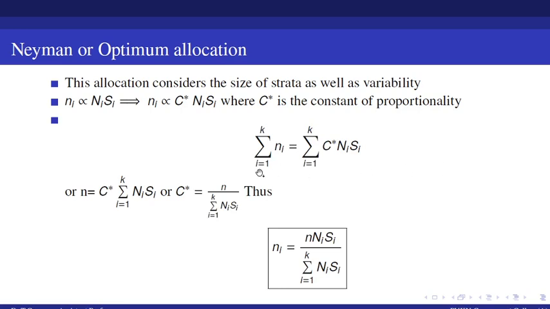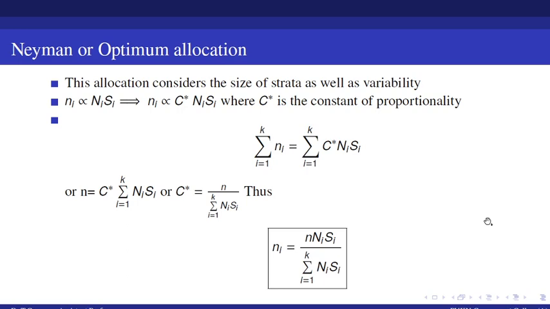Let us look at the sample size in optimal allocation. Summation i equal to 1 to k ni is equal to summation i equal to 1 to k C star Ni Si. Here n is equal to C star into summation i equal to 1 to k Ni Si. We want C star only, so this term divides here. Thus, this ni, the sample size in optimum allocation, is equal to small n into Ni Si divided by summation i equal to 1 to k Ni Si. This is the summation over all strata.